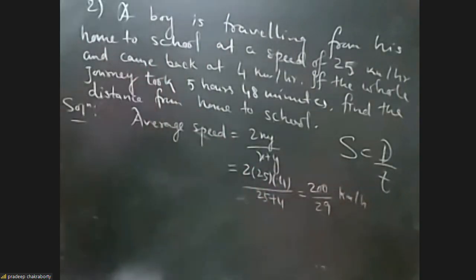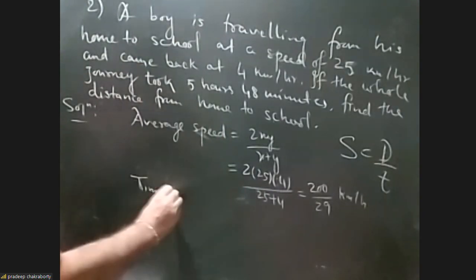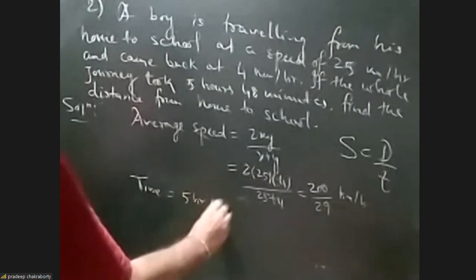Then the time is 5 hours 48 minutes. Let us convert it completely into hours. 48 minutes means 48 by 60 hour. Writing it in simplest form, it is 4 by 5, since 12 fours are 48 and 12 fives are 60. So it will be 5 times 5 plus 4, that is 29 by 5 hours. Okay, so everything is converted into proper units.